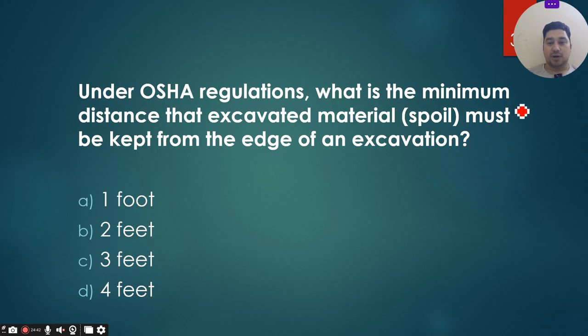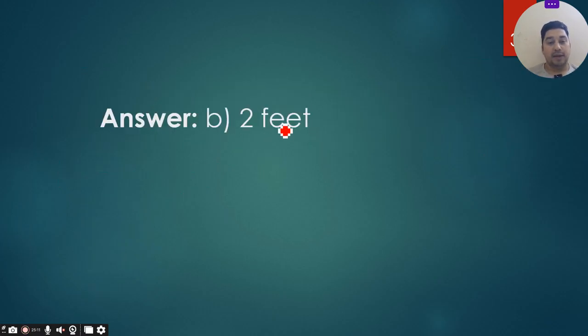Under OSHA regulations, what is the minimum distance that excavated material spoil must be kept from the edge of an excavation? If you remember, at the start of the video, I informed you regarding the distance that you have to maintain from the excavation, if you are keeping any vehicle, any equipment, or anything, or the spoil from the excavation. So A, B, C, or D. What is the distance that you have to maintain? So our answer is option B. It is 2 feet distance that you have to maintain from the excavation if you are keeping anything nearby.